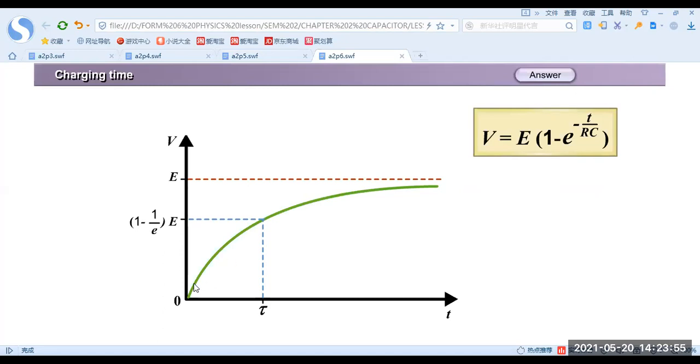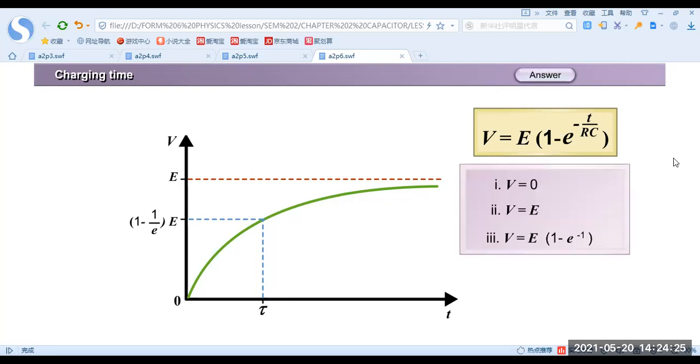Let's look at the graph. The graph shows the voltage across the capacitor during the process of charging. The voltage of the capacitor is equal to EMF times (1 minus e to the negative t over RC). From here, what will happen if V equals 0? And V equal to E is E times (1 minus e to the negative 1).